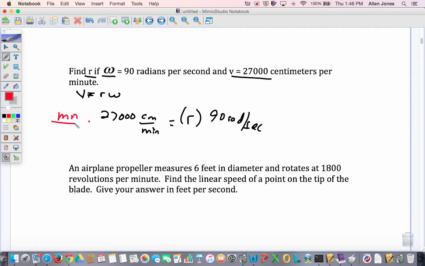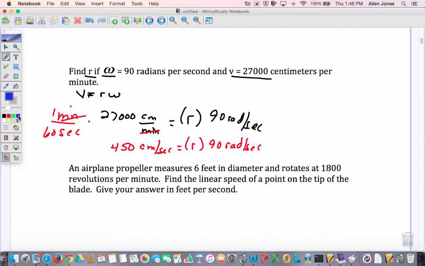Noting we see minutes on one side, seconds on the other side, so we'll go ahead and convert this over to the same time frame by my unit multiplier having minutes over seconds, so the minutes will cancel. 60 seconds is 1 minute. From here, the minutes label will cancel. 27,000 divided by 60 is going to give me 450, and that's going to be labeled as centimeters per second.